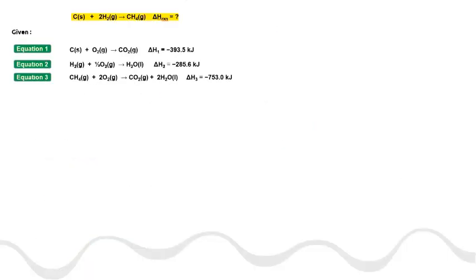First, write the target equation. So we have 1 mole of carbon solid reacts with 2 moles of hydrogen gas and forms 1 mole of methane gas. The enthalpy change of the reaction is unknown. Next, how are we going to use thermochemical equations number 1, 2 and 3 to link with the target equation? In the energy cycle method, the equation for which the enthalpy change is to be calculated is connected to other equations by a set of arrows with the corresponding values of enthalpy changes written on the arrows.